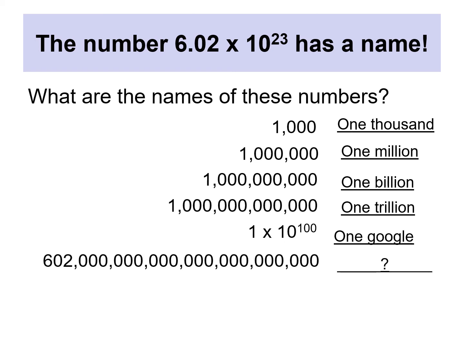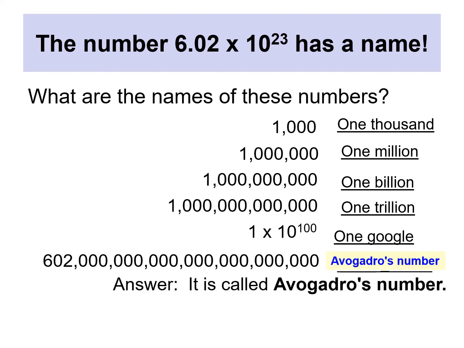Now, what about this number? 6.02 times 10 to the 23rd power. How would you say that number? Believe it or not, you say it Avogadro's number. What? Yes, that's its name. It has an official name, just like 1000 has a name. 602, followed by 21 zeros, is called Avogadro's number.